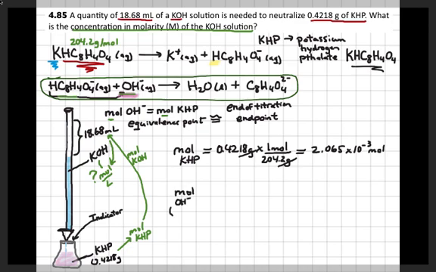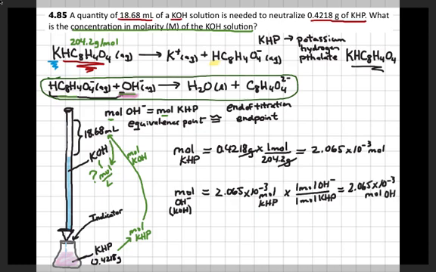Now, since it's a 1 to 1 ratio in our balanced equation of moles of KHP to hydroxide, that means that our moles of hydroxide is going to be equal to the moles of KHP in the flask. So 1 to 1 ratio, and just for thoroughness, we're going to show this. So we have 2.065 times 10 to the minus 3 moles of hydroxide. Since the KOH, the potassium hydroxide, has 1 hydroxide anion in the salt, the moles of hydroxide is also equivalent to the moles of KOH.